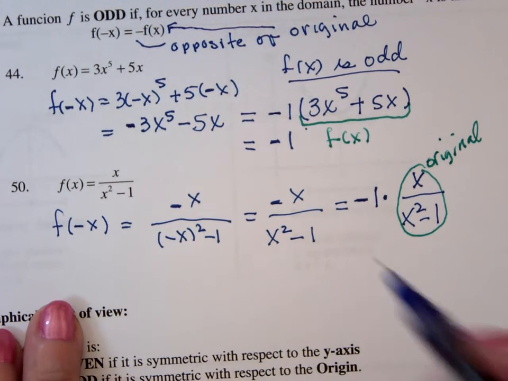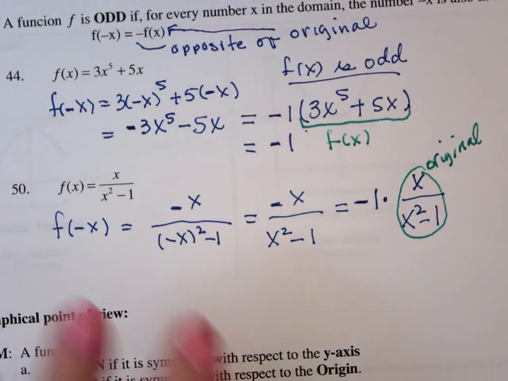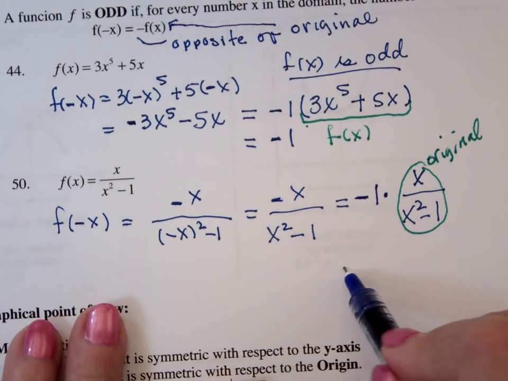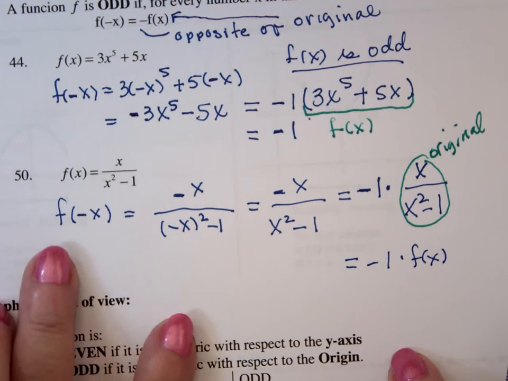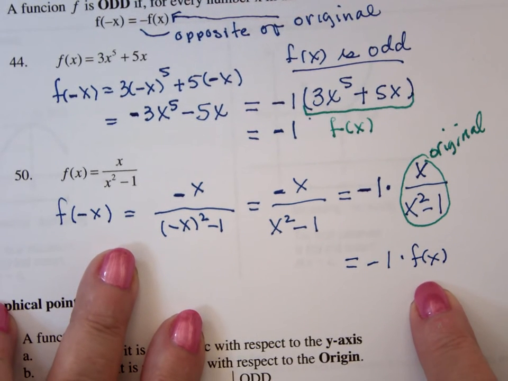So you could say that if I were doing this as a mathematical person, then I would say that this is minus 1 times f of x. So I've got f of minus x equals minus f of x.